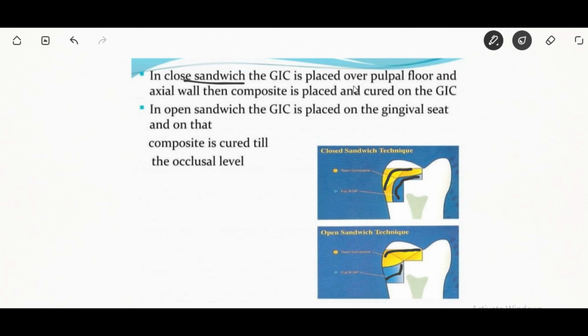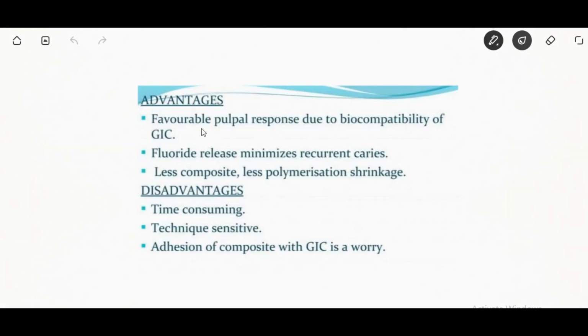So the advantage is it has a favorable pulpal response due to the biocompatibility of GIC. There is fluoride release that minimizes recurrent caries. Less composite is required and there is less polymerization shrinkage. Whereas the disadvantage is that it is time consuming and technique sensitive.